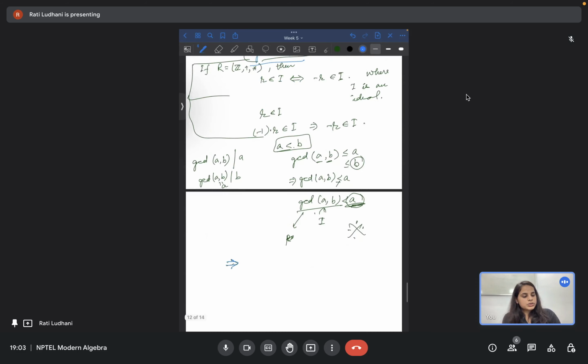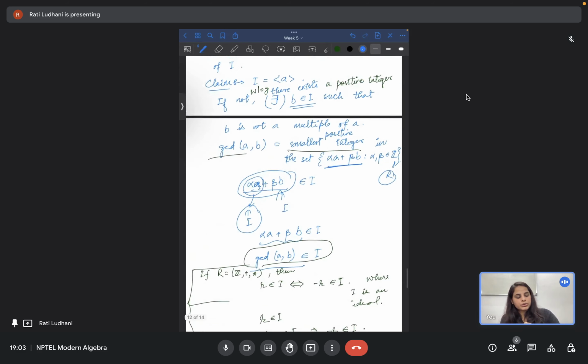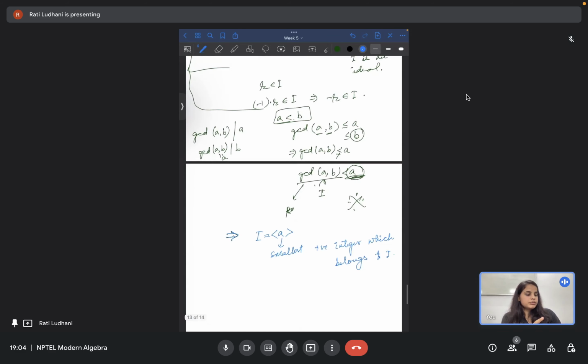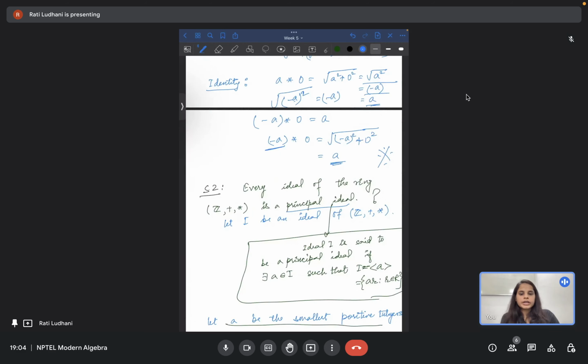So my claim is true because I started with the contrary. So I is equal to A, and what is A? A is the smallest positive integer which belongs to I. So as I said, because of this, whatever ideal you take, that will be your principal ideal. It will be generated by some element.